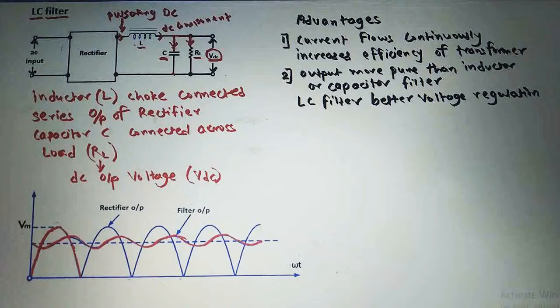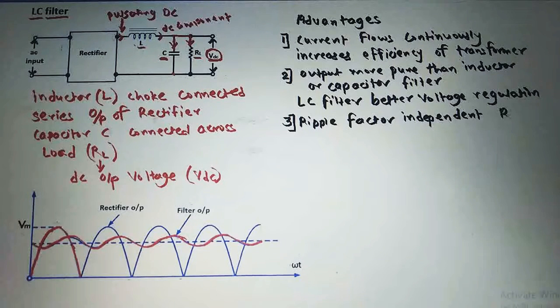Now the third advantage of LC filter is the ripple factor. The ripple factor is independent of the load resistance RL. So this is the third advantage of the LC filter, that is the ripple factor is independent of the load resistance. So these are the advantages of LC filter.